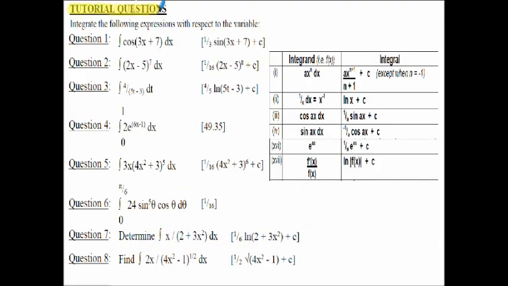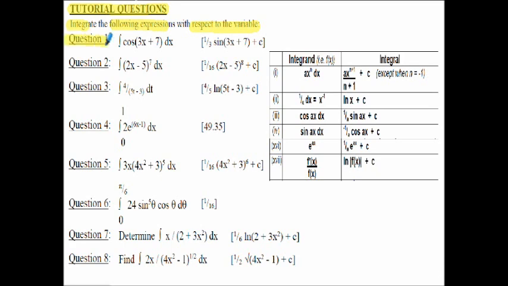Here are some tutorial questions I would strongly encourage you to attempt. We're asked to integrate the following expressions with respect to the variable stated, whether that's x or t or whatever. What you'll probably have noticed from the previous slide, the substitution relates to the bracketed term in the expression. And that's a rule of thumb we can apply in most instances where we see a bracket in the integral, and that's usually what we're going to make our substitution.